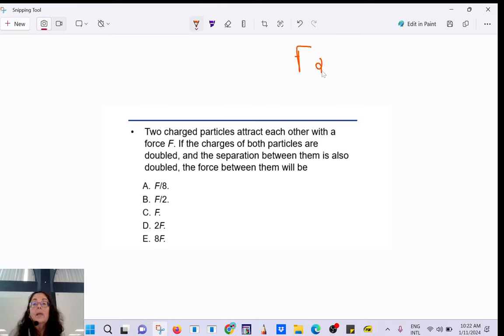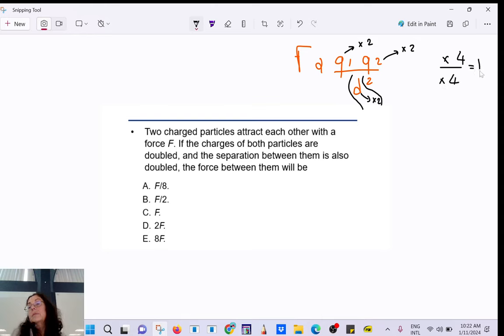So the force is proportional to Q1 times Q2 divided by the distance squared. See? So what's happening? Both charges are doubled. So this one is multiplied by 2, this one is multiplied by 2, and the distance here is multiplied by 2. So what's going to happen? On the top, you multiply by 4, but at the denominator, the distance is doubled, so it's multiplied by 4. The force is the same. So the answer is C. Does it make sense?